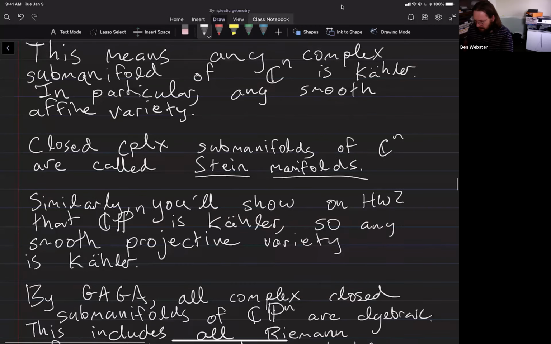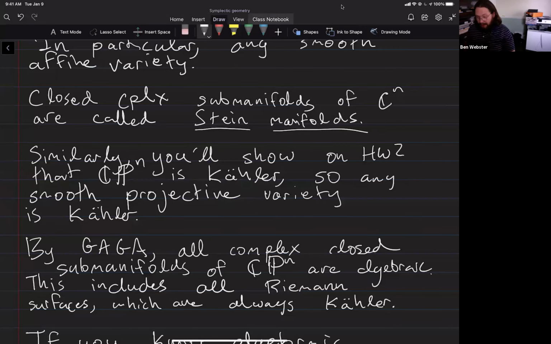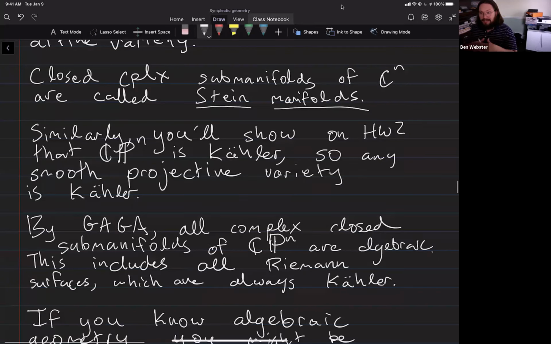Similarly, you'll show on the homework that CP^n is Kähler. And so any smooth projective variety over C is Kähler. I'll just note here, there are lots of Stein manifolds that aren't affine varieties, that you can write as the zero sets of analytic functions that aren't polynomials. But there's this theorem with the slightly ridiculous name of GAGA. That is really what everyone calls it. It's an acronym for Géométrie algébrique, Géométrie analytique, a very famous paper of Serre's on this topic.